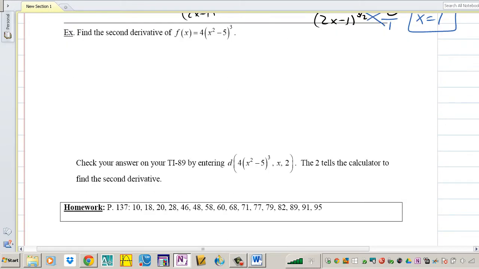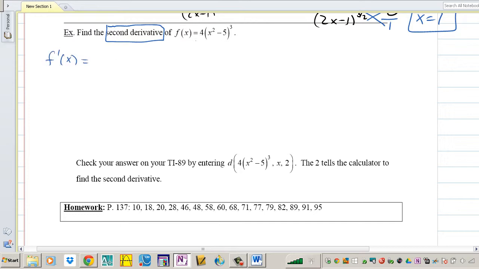Oh, find the second derivative. We haven't talked about that. It's not as bad as you think it is. It just simply says find the derivative and then take the derivative of the derivative. So we're going to have like a derivative-ception going on here. Okay, so let's find the first derivative.